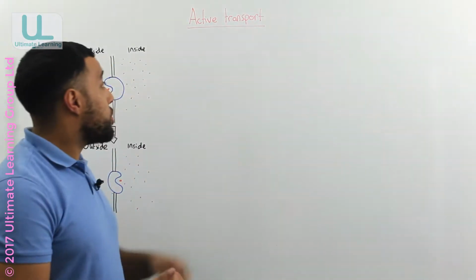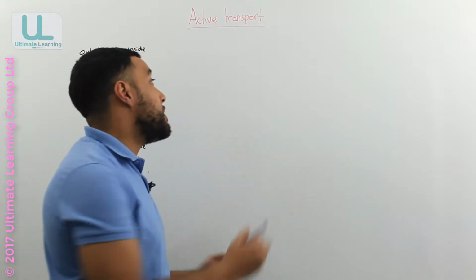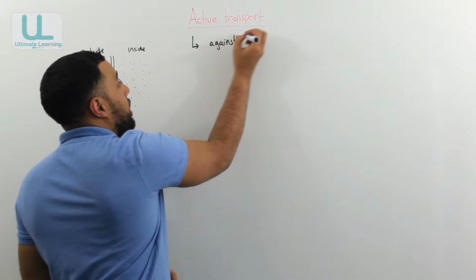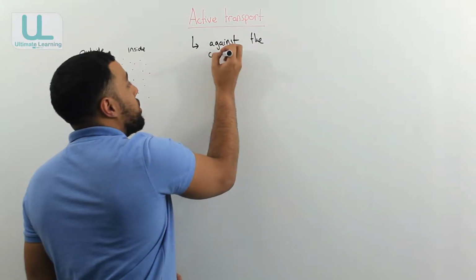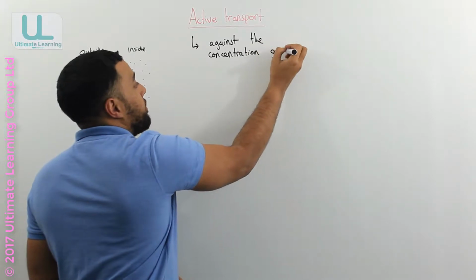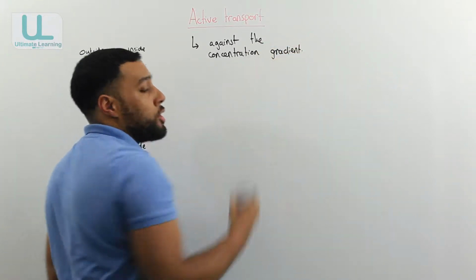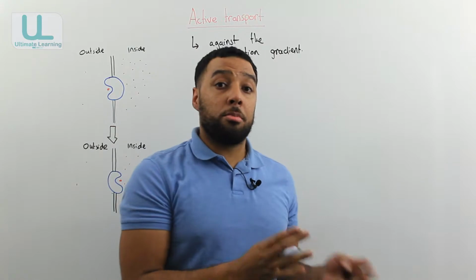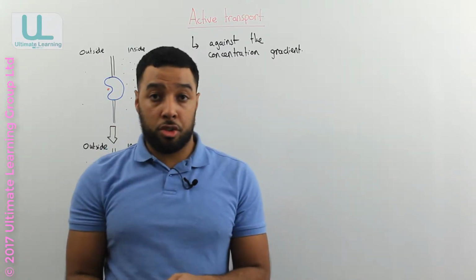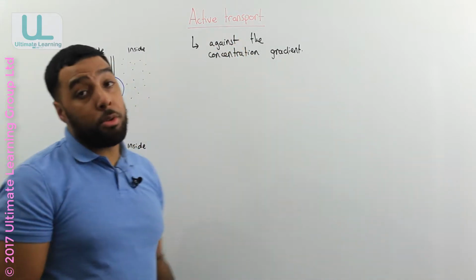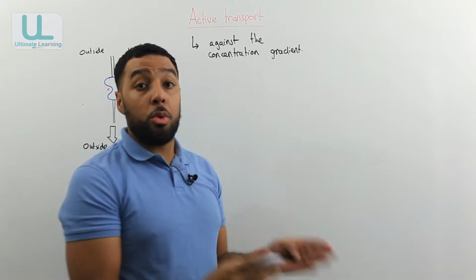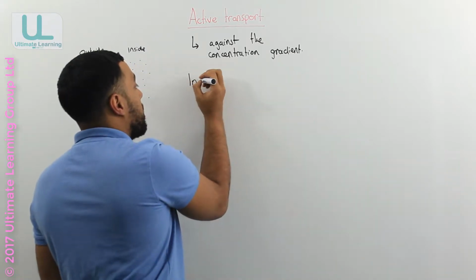Now, what's important to note about active transport is that this type of movement goes against the concentration gradient. So instead of diffusion and osmosis, where particles move from a high to a lower concentration, in active transport, the particles are moving from a low concentration to a high concentration.